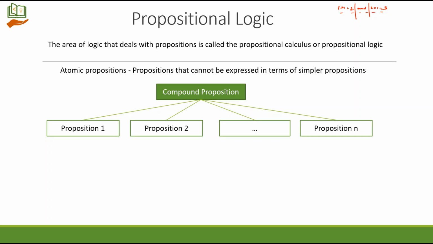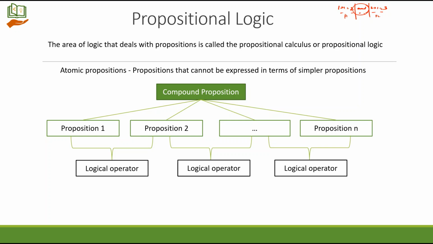For example, I just use the word and. What is actually this and? It is combining two propositions here. If we take this to be P1 and this to be P2, the proposition 1 and the proposition 2, we are connecting the propositions using a logical operator. Logical operators are used to connect any two propositions. Between proposition 1 and 2 we have a logical operator. Between proposition 2 and 3 we will have a logical operator. Between proposition n-1 and n we will have a logical operator.